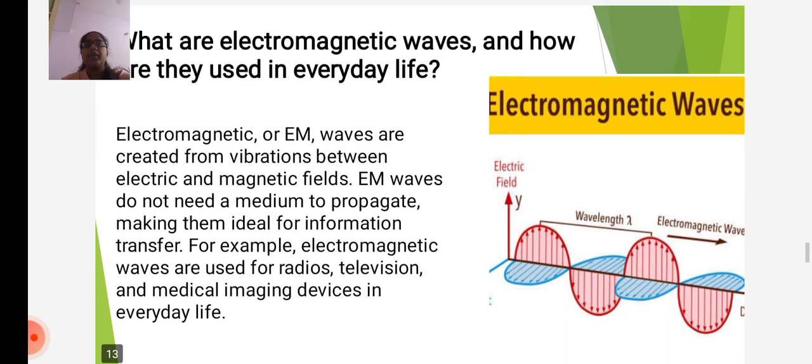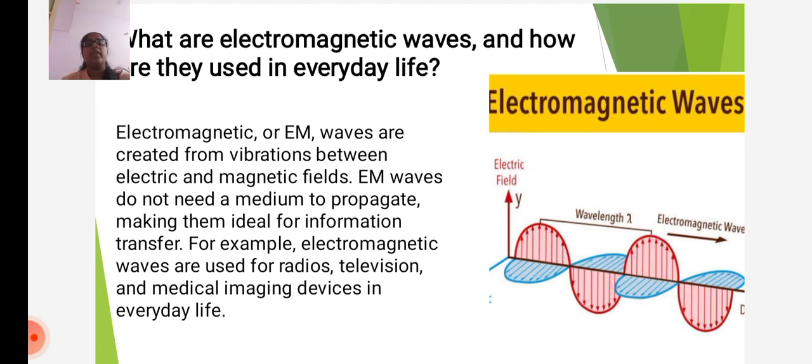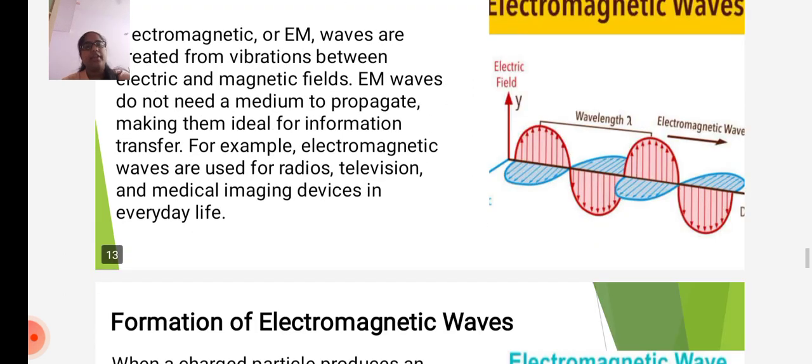What are electromagnetic waves and how are they used in everyday life? Electromagnetic or EM waves are created from the variations between the electric and the magnetic field. EM waves do not need a medium to propagate, making them ideal for information transfer. For example, electromagnetic waves are used for radios, television, and medical imaging devices in everyday life.